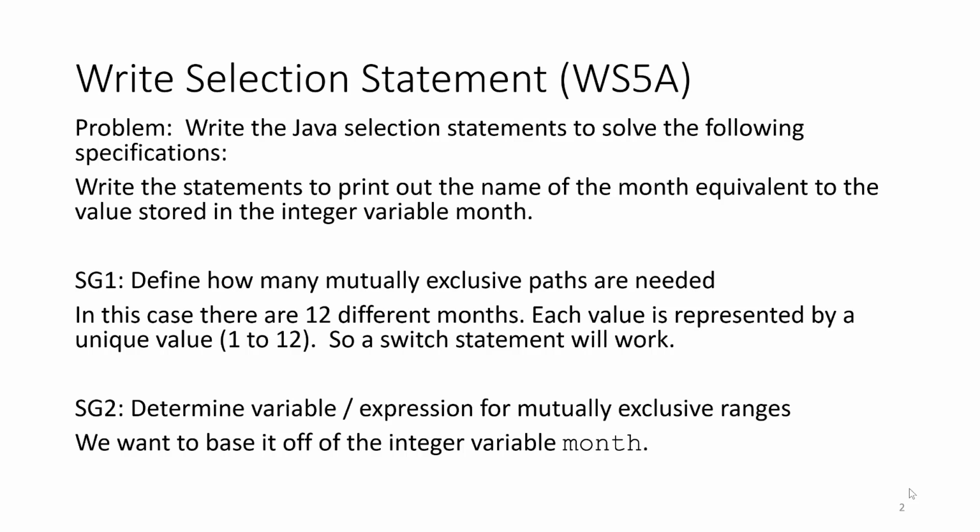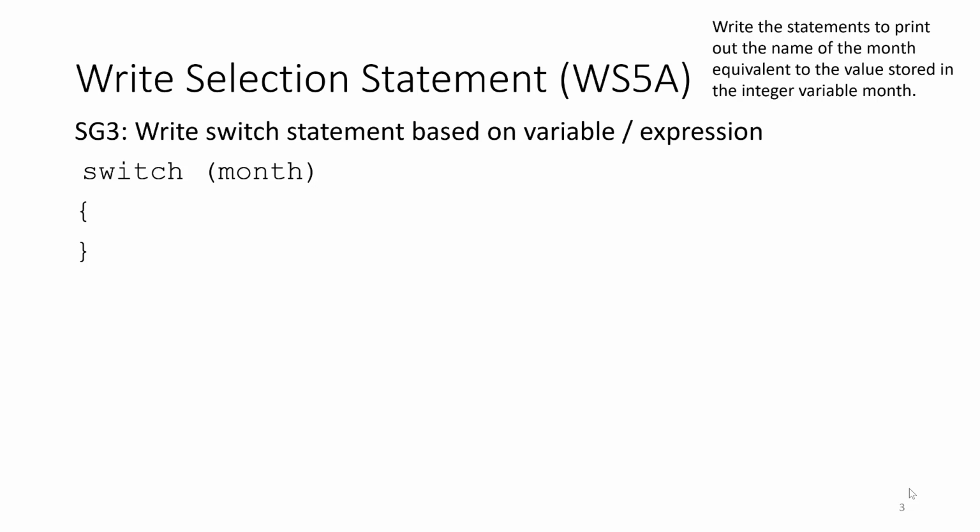Sub-goal 2. Determine the variable expression for the mutually exclusive ranges. For this problem, we want to base it off the value that is stored in the integer variable month. Sub-goal 3. Write the switch statement based on the variable or expression. So here we have switch on the variable month. Don't forget the open and close curly braces.